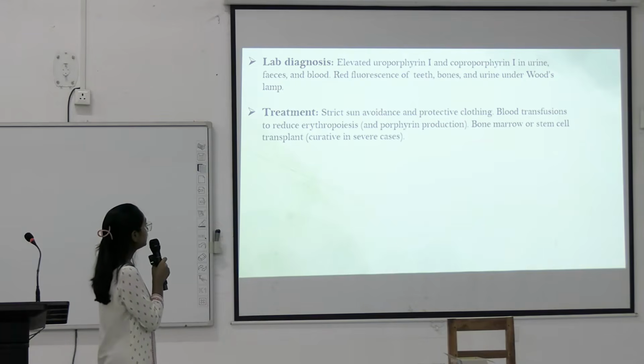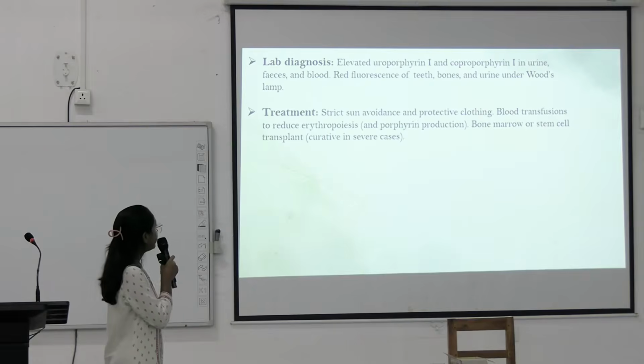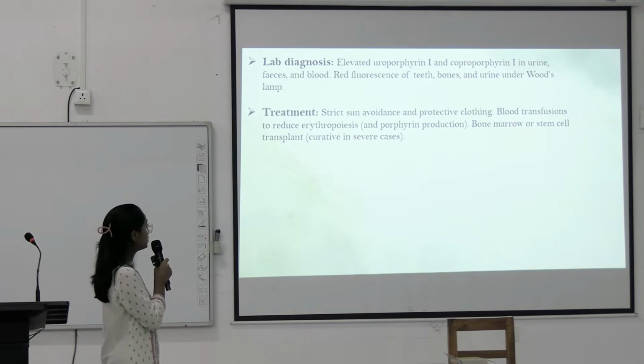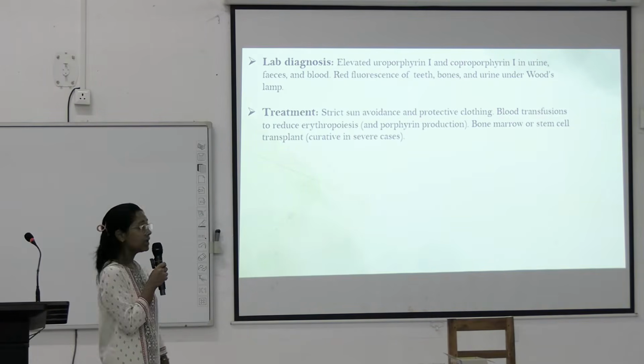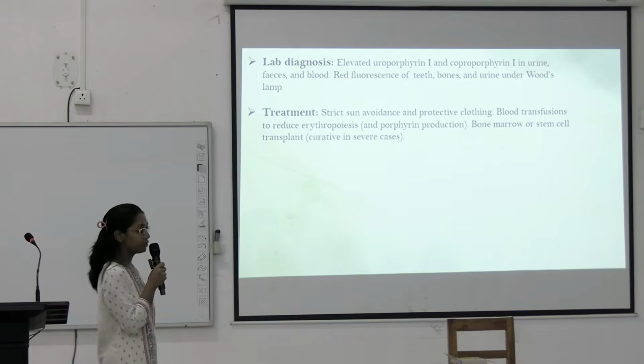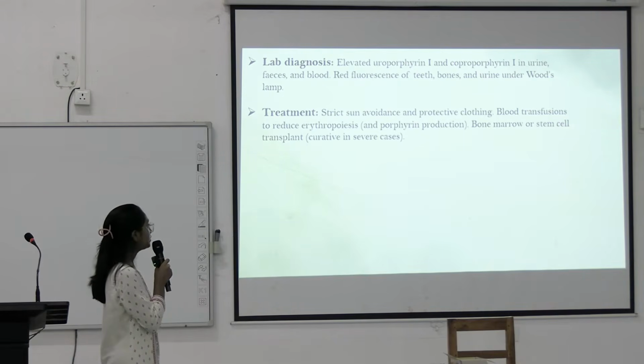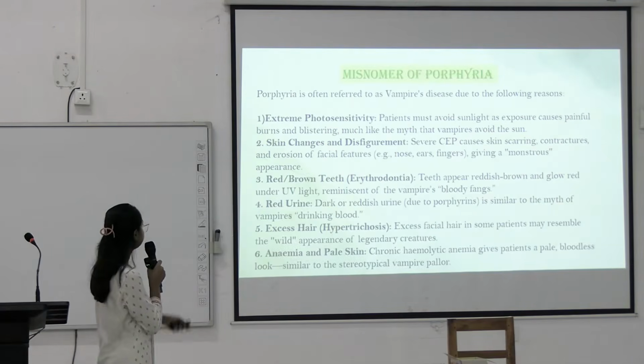Lab diagnosis: elevated uroporphyrin I and coproporphyrin I in urine, feces and blood. Red fluorescence of teeth, bones and urine under Wood's lamp. The treatment is strict sun avoidance and protective clothing, and blood transfusion to reduce erythropoiesis and porphyrin production. Bone marrow or stem cell transplant is curative in severe cases.